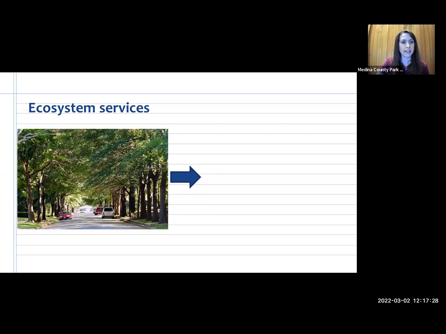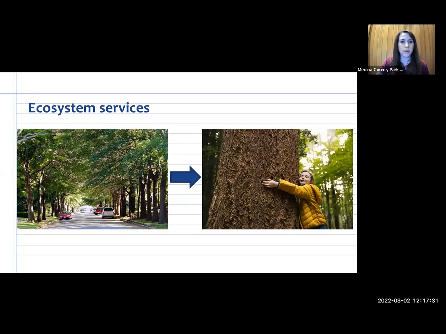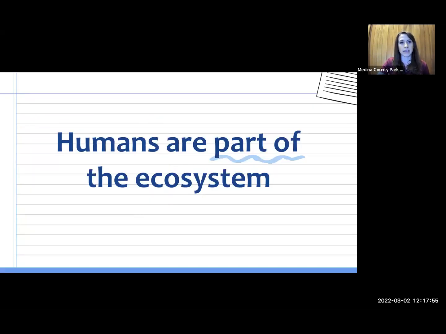All right, and then lastly, there's just a really important component to realize. There's been lots of studies out there that nature makes people happy. So having street trees around has proven to reduce stress and to increase home values. So protecting our ecosystem and all of those services that they provide for us is very, very important. So again, just trying to get our shift into thinking about humans are part of the ecosystem.